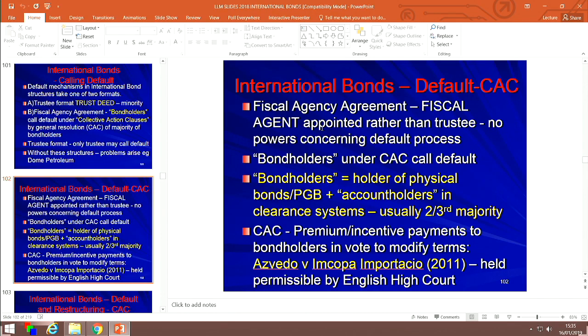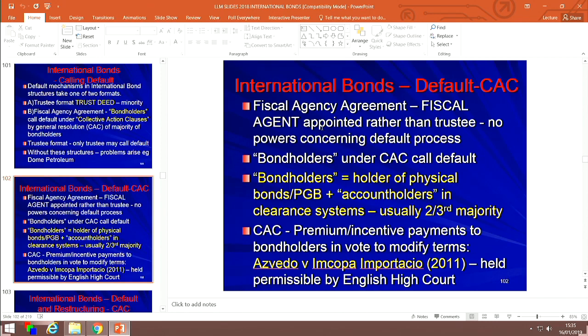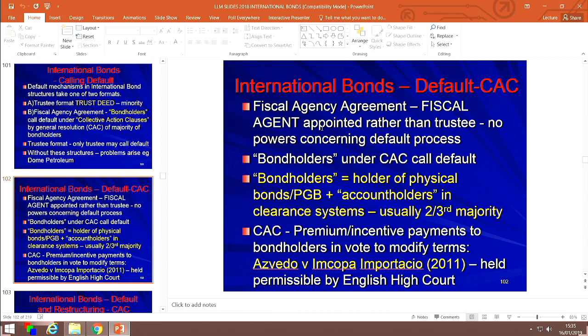A 2/3 majority of all bondholders, by reference to their bond holdings, is required. They are the ones who are entitled to call a default.